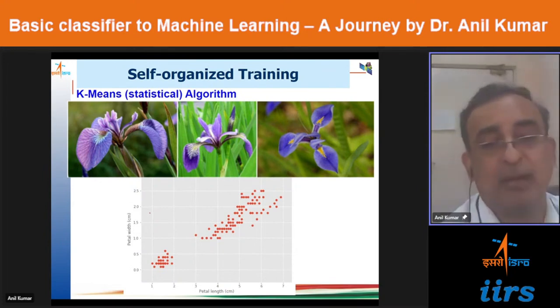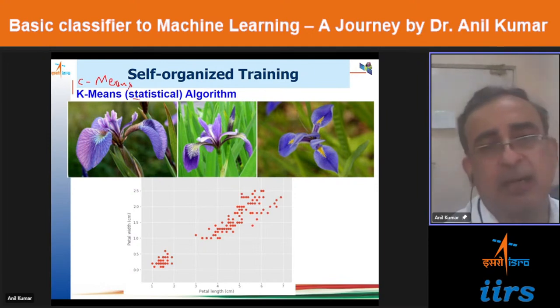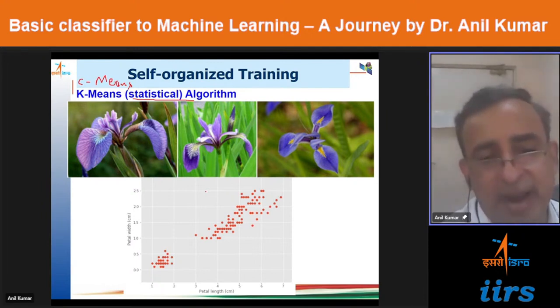Here you can see a very simple algorithm like k-means or c-means, right? It is a statistical algorithm that can be used supervised or unsupervised. Very simple algorithm. You can see one example. If you have data of some flowers, petal width and length, and you plot the length of the petal and the width of the petal, this group comes, and we want to divide these into a number of classes.